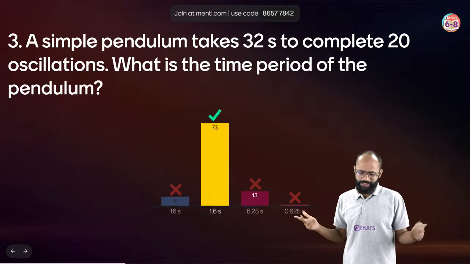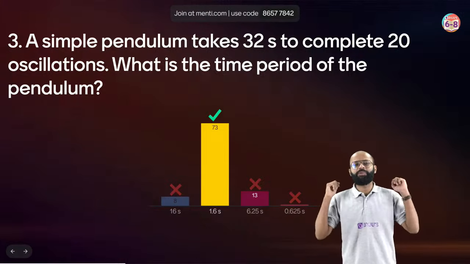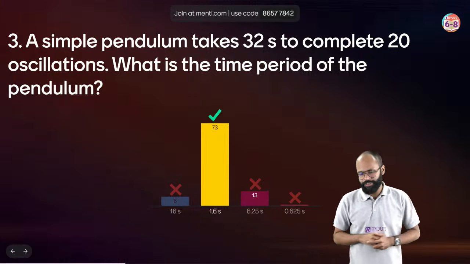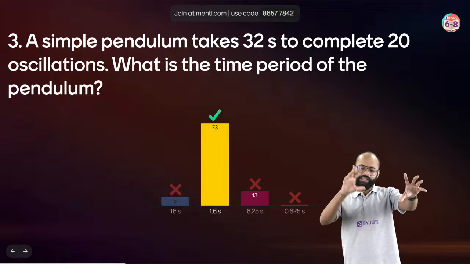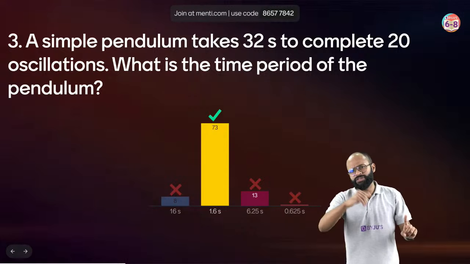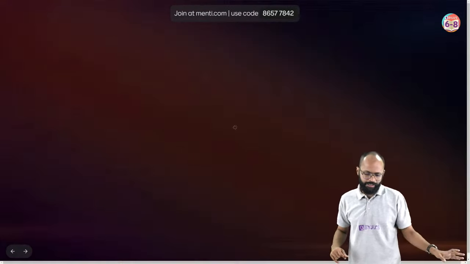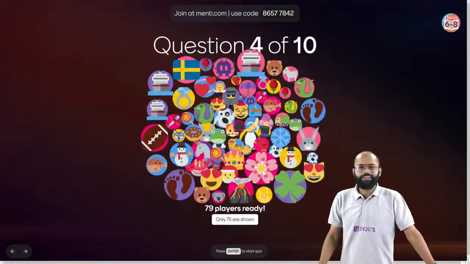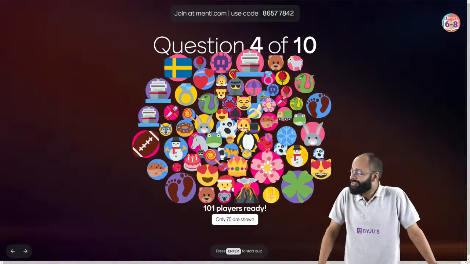Very good. 1.6 second. Sir, what is time period? It is time of one oscillation. Now, 20 oscillations are taking 32 seconds. One oscillation will take how much time? It's a unitary method question. 32 by 20, कितना आएगा? 1.6 seconds. Sir, easy question दे रहे हो एकदम. इतना पढ़ने के बाद ना आसान लगते हैं question.